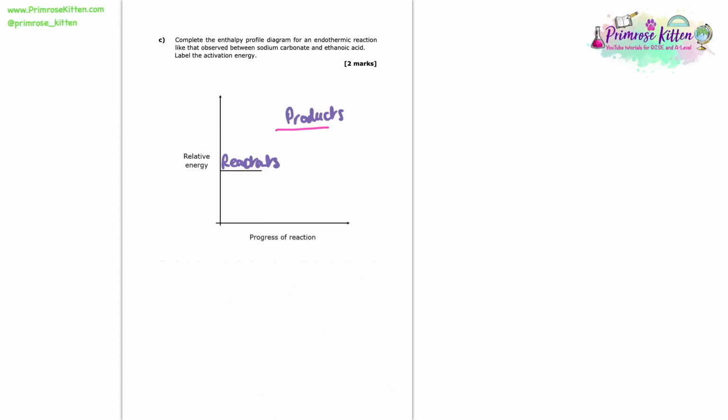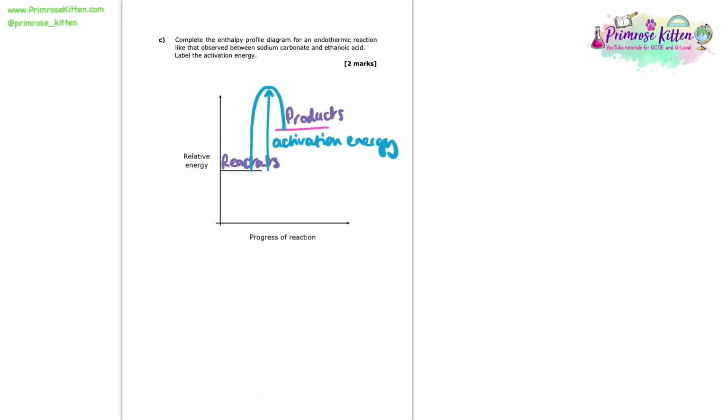So now we need to do our little bump. And so starting from the reactants, we're going to do a curve which goes above the products but then ends on the products. And the activation energy is the height of that curve. So right from the reactants at the bottom of it up to its peak. That there is what the activation energy is.